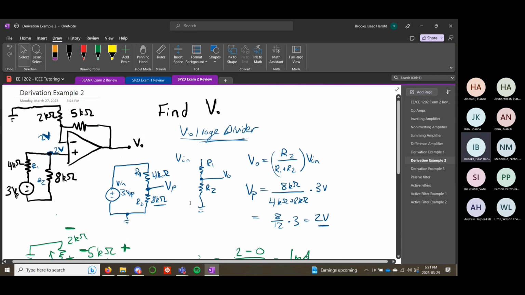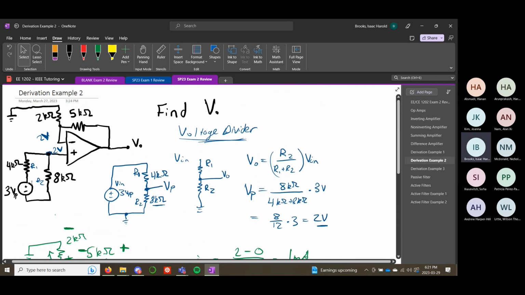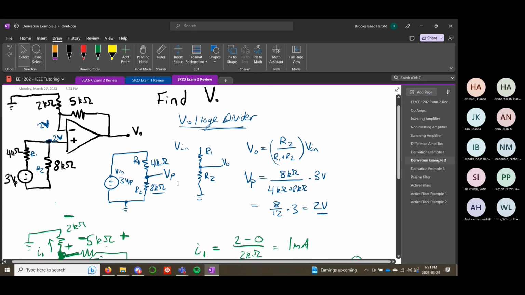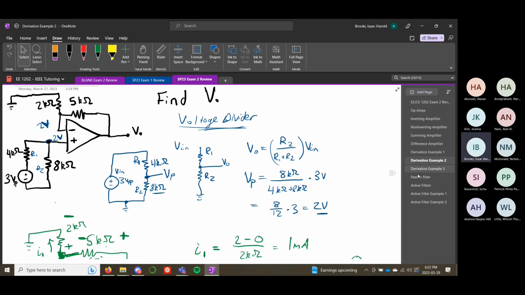And if you kind of look at it, it does look similar to a non-inverting amplifier. It's just that this input voltage is not so simply the input voltage, it's voltage division across this. So yeah, let's go on to filters.